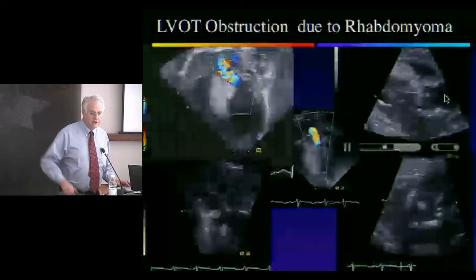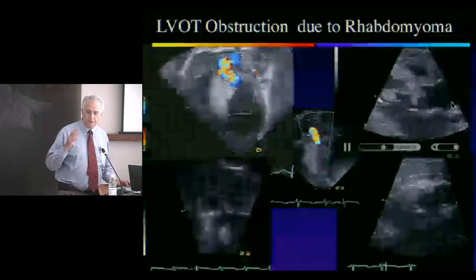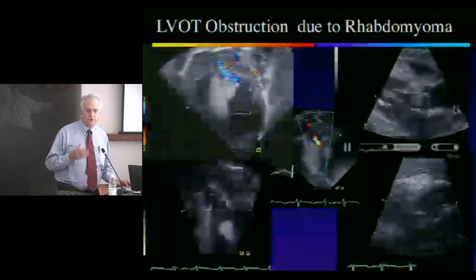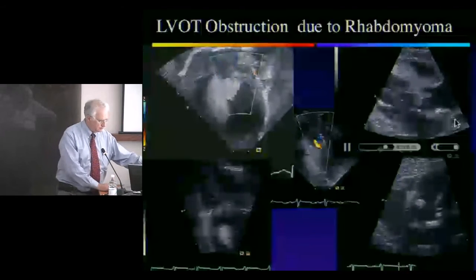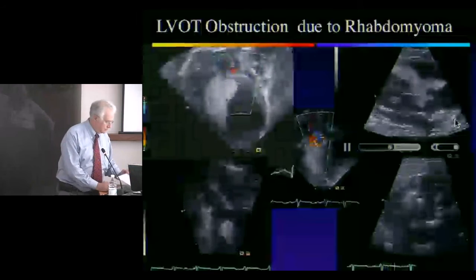And now, not only does that occur, but I've seen even when it happens in utero that you can get obstruction to the LV outflow tract and start getting left ventricular dysfunction as a chronic long-term problem. Thanks for your attention.